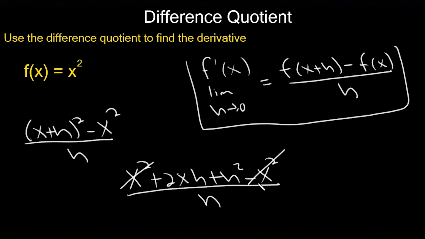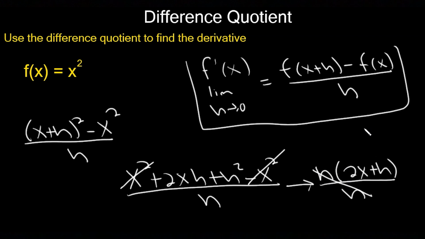Then, is there anything that you can factor? So look at your numerator. You can pull out an h. If you pull out an h, what happens? So pulling out a greatest common factor there, pulling out that h, you get h times 2x plus h. And again, this will all be over h. And so now the h's cancel. And remember, we're putting a limit on h as h approaches 0.